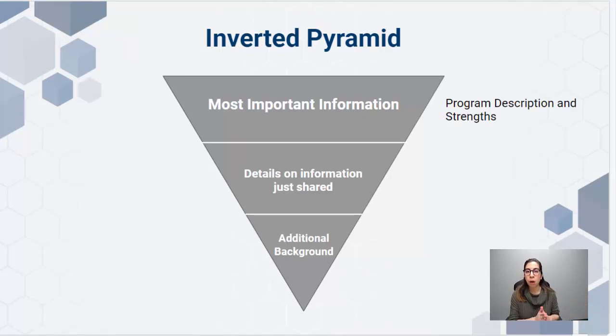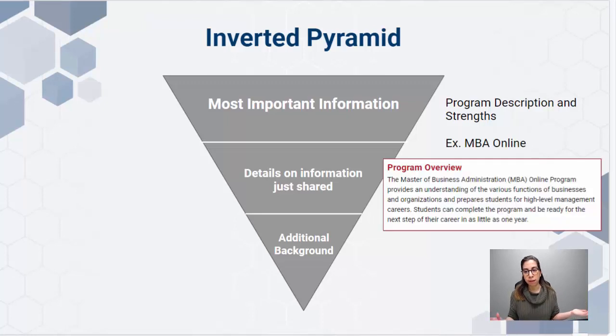Now there are a lot of strengths for programs, and the description sometimes can get really wordy. So we're really looking for a nice 2-3 sentence summary. If you could have like 30 seconds elevator speech on the program and its strengths, what would that be? So an example that we have is from the MBA Online. So these are 2 sentences that summarize and capture the description and the strengths. So we have the MBA Online program provides an understanding of the various functions of businesses and organizations and prepares students for high-level management careers.